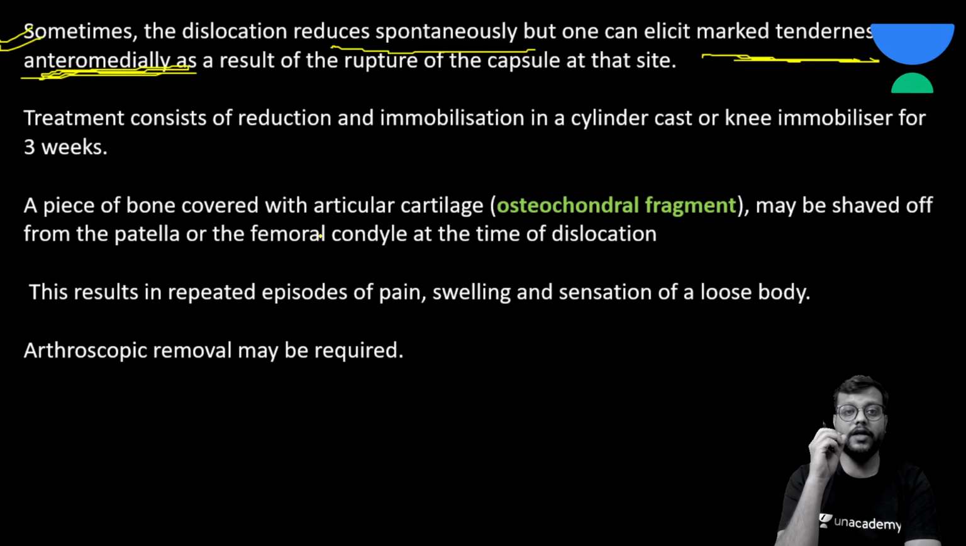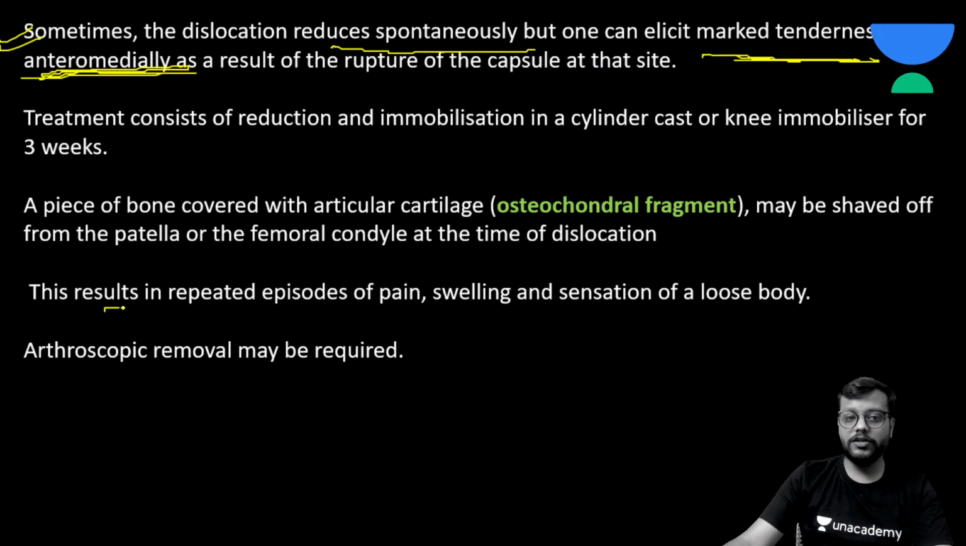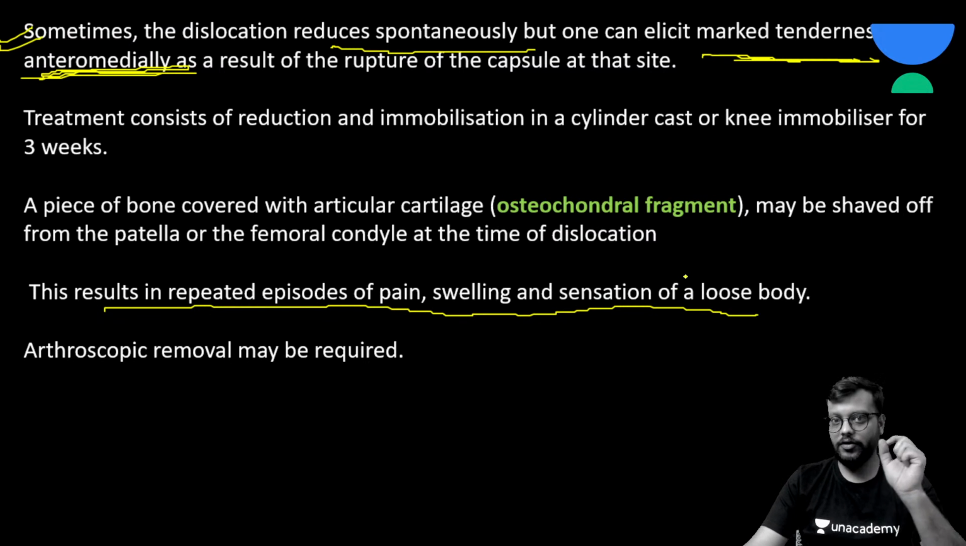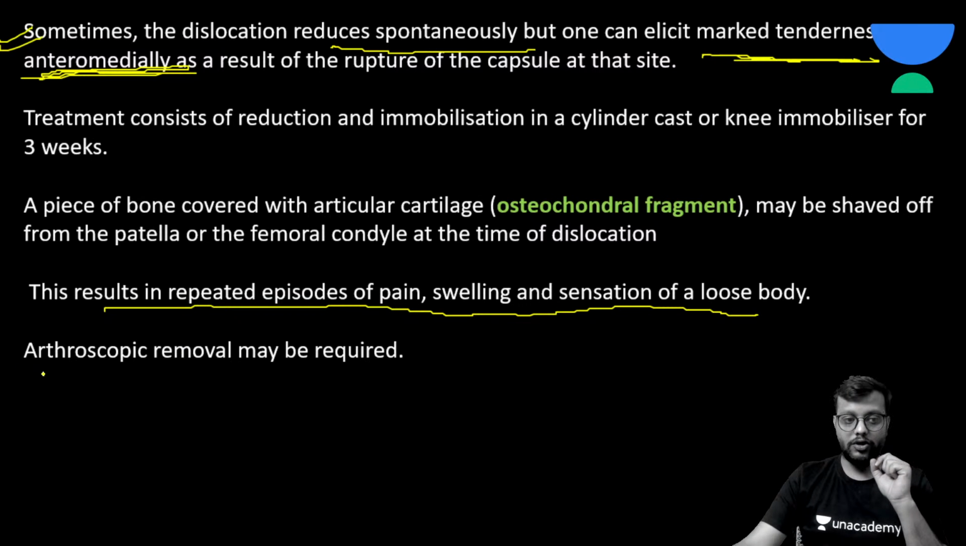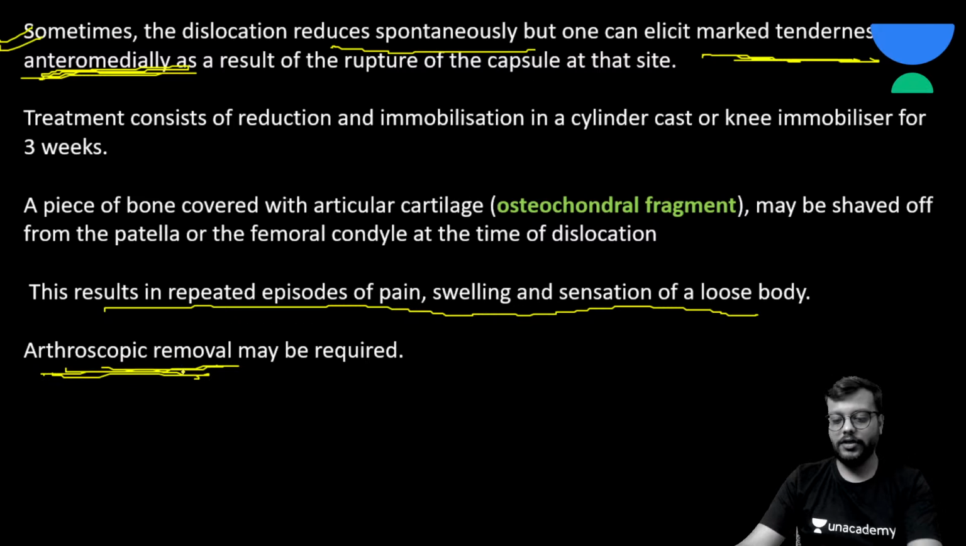So if there is sudden or violent quadriceps contraction, sometimes that bone piece which is covered with articular cartilage, called the osteochondral fragment, can have an avulsion fracture, associated with an avulsion fracture of the femoral condyle also. So this will result in repeated episodes of pain, swelling and sensations of a loose body there, because the patella will become loose. So arthroscopic removal is needed.